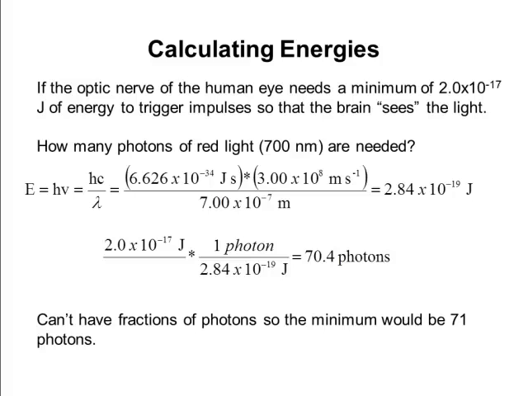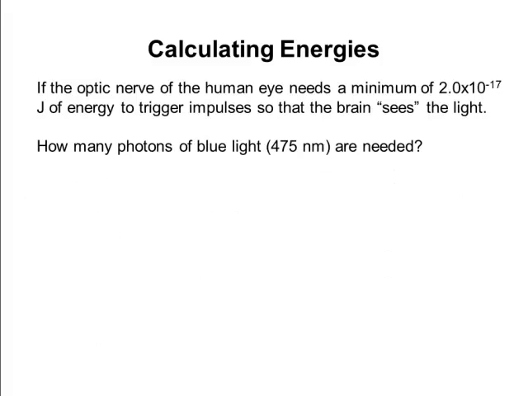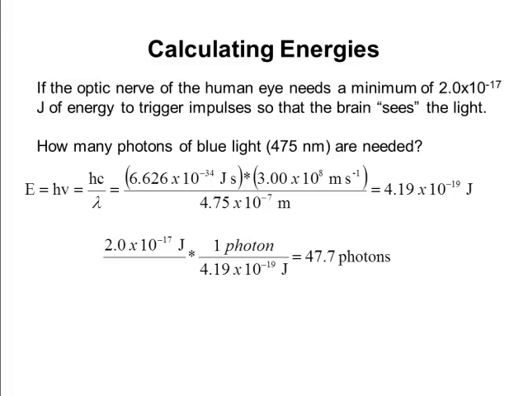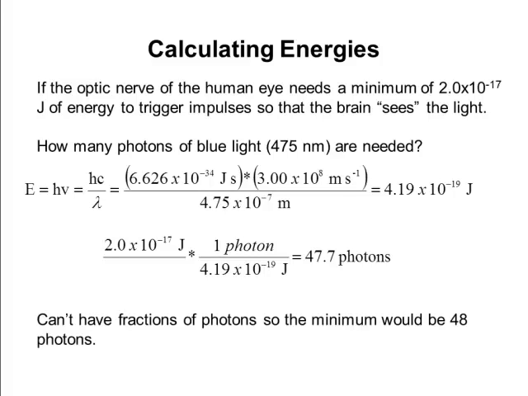Okay, let's look at a different wavelength of light using this example. All right, so let's look at blue light, which is at 475 nanometers. Calculate how much energy is associated with 1 photon. Take my minimum amount of energy, convert that to photons, and I get 47.7 photons. So what's the minimum number of photons I need? Well, it'd be 48 photons. Okay, so for red light, I need 71 photons to strike my eye. For blue light, I need 48 photons to strike my eye before I can register it as red or blue.